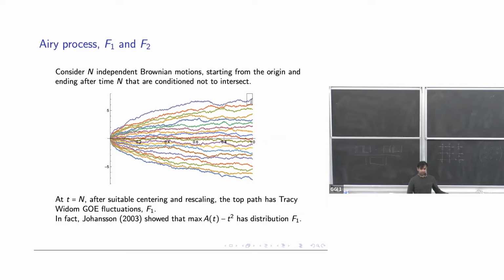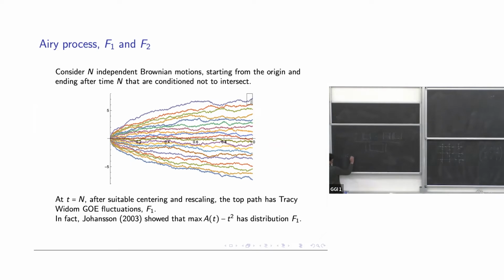If you take the Airy process minus a parabola and then take the maximum, then you get the GOE distribution. So let me just mention that. GOE in two places: one is the free boundary, because we'll want this for later, and the other is the max of Airy minus a parabola.